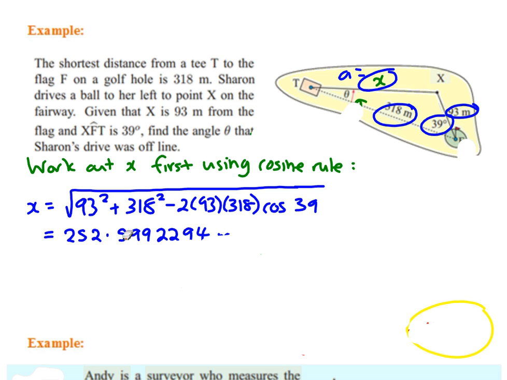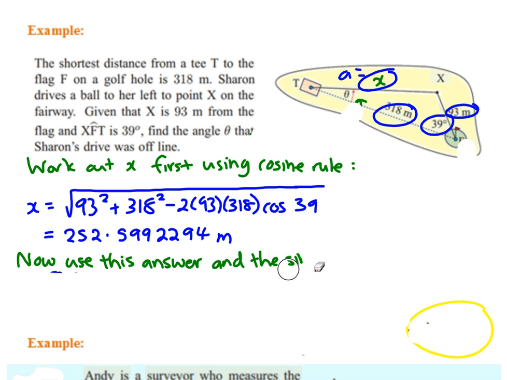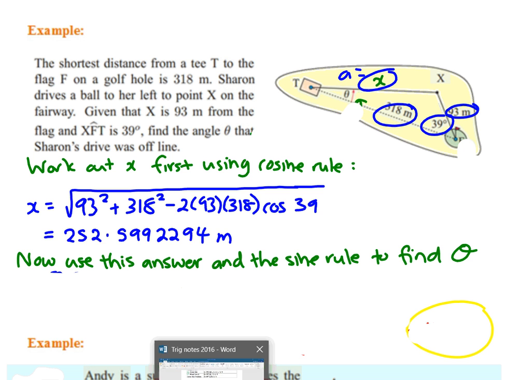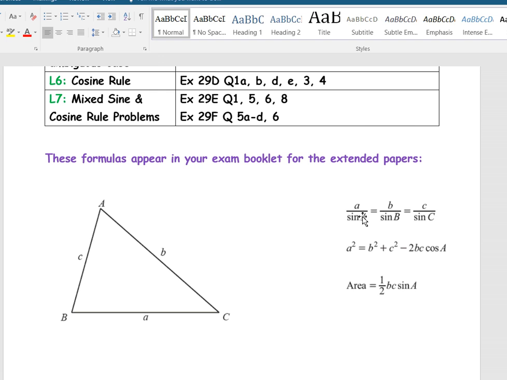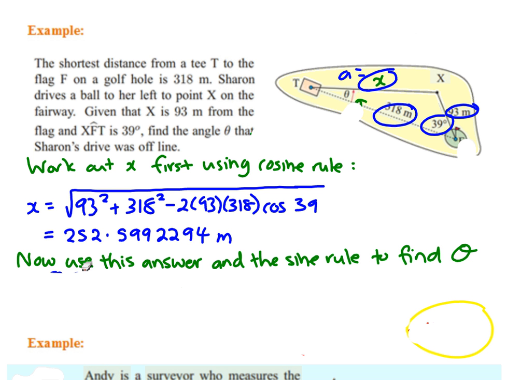So we now know this length, we know this angle, we know this length, so we can work out that angle using the sine rule. Let's write a little plan for that. This is a harder problem, obviously. Now use the answer we just worked out and the sine rule to find theta. Remember, we're going to use a version of the sine rule, flipped, because we're finding an angle. So do sine theta over 93 equals sine 39 over your answer for x.